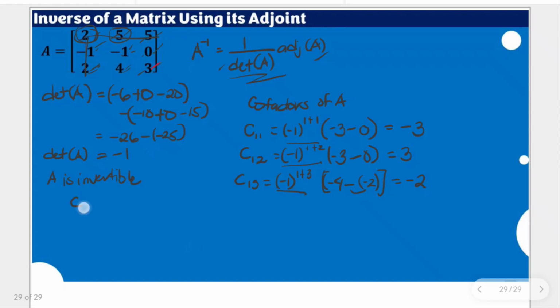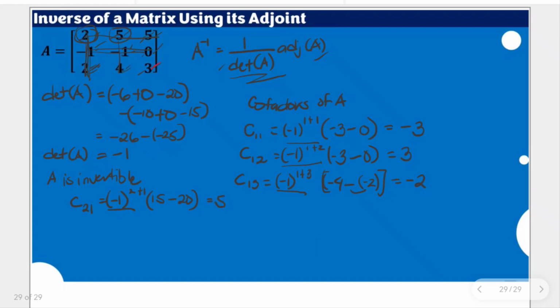Cofactor of 2, 1. Negative 1 to the power 2 plus 1, and since this is the entry 2, 1, 5 times 3, you have 15, minus 5 times 4, so you have 20. But negative, and this is also negative, therefore your cofactor on entry 2, 1 is positive 5.